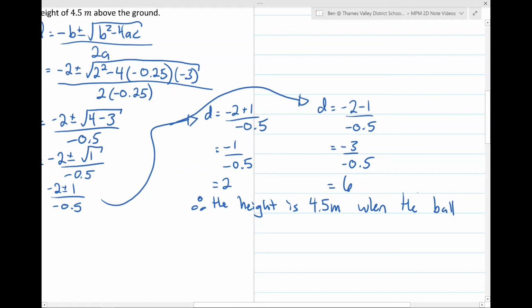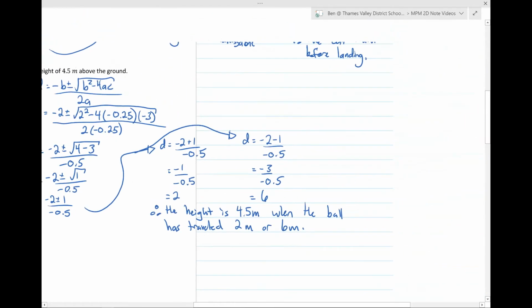When the ball has traveled 2 meters or 6 meters. Well, how can we have two answers?